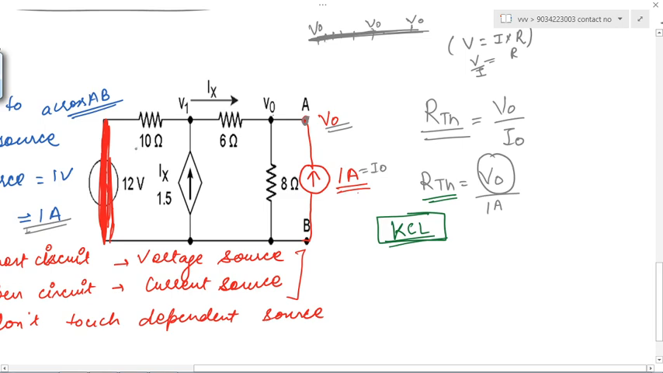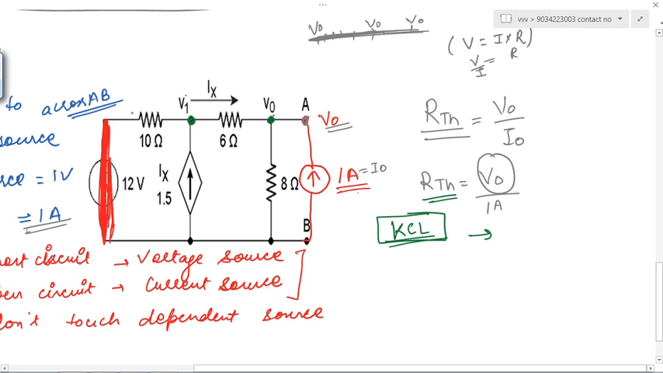So how can you apply KCL? How many nodes are there? See, 2 nodes are there. 2 nodes means 2 variables. So V1 and V2 naught are the 2 nodes.